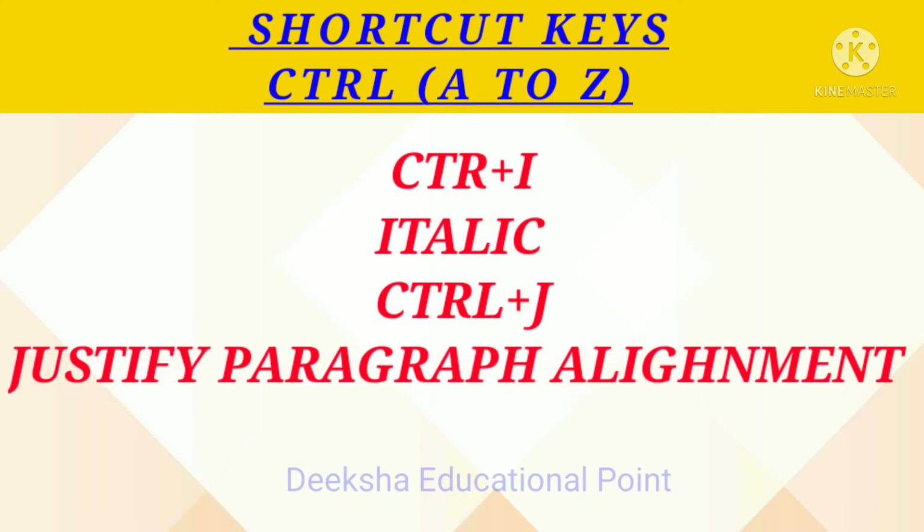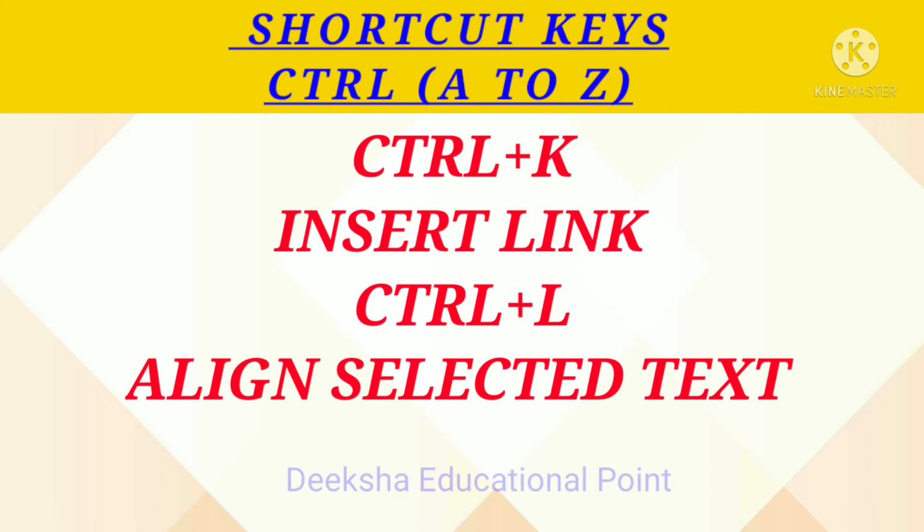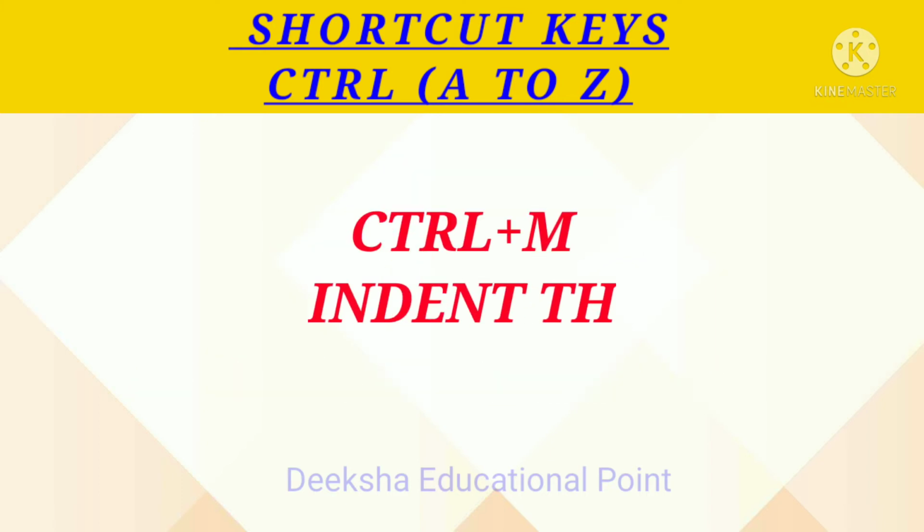Control I: italic. If you want your text in italic, then use Control I. Control J: justify paragraph alignment. Control K: insert link. If you want to insert a link on your text, then use Control K. Control L: align selected text. If you want to give your text alignment, then use Control L.